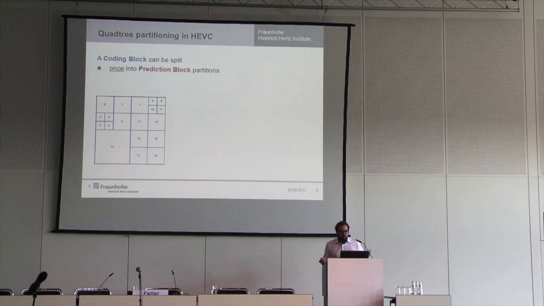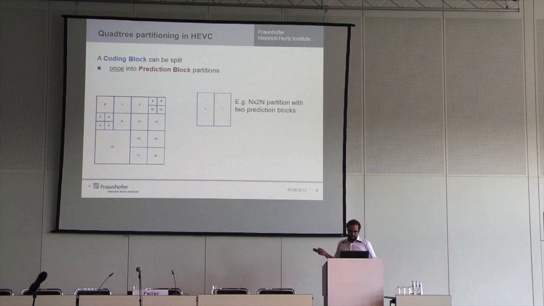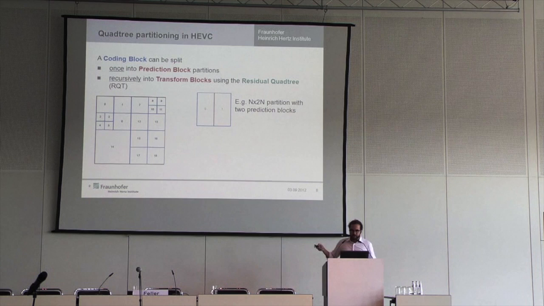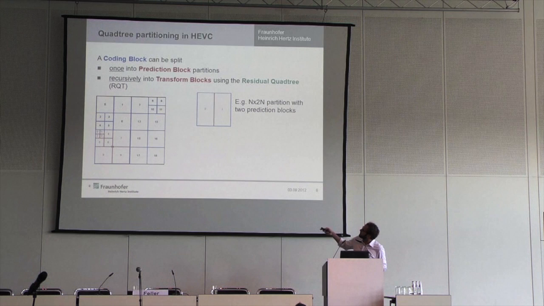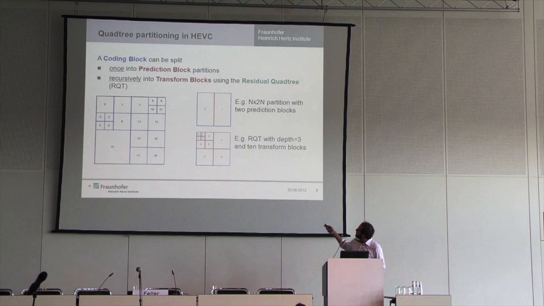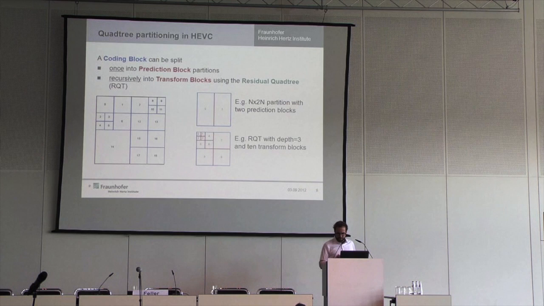So then the coding block is further split into prediction block partitions. For example, these rectangular partitions we already know from HEVC. And there's another nested Quadtree in the coding block, that is the residual Quadtree or RQT, that starts another Quadtree inside the coding block for the purpose of transform coding. So these leaves of this nested Quadtree in red are transform blocks, and on that granularity, on these blocks, the transforms are done. This is, for example, one exemplary tree representation with a depth equal to 3.